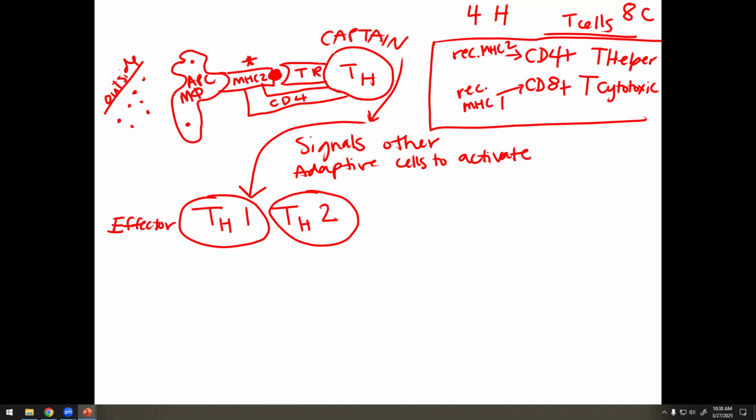We'll also get memory and regulator. I'll put them up here so that we don't forget that they also happen. All right. So these are our effector cells. We have two different ones for this guy. It's the only one that has two different effector cells.